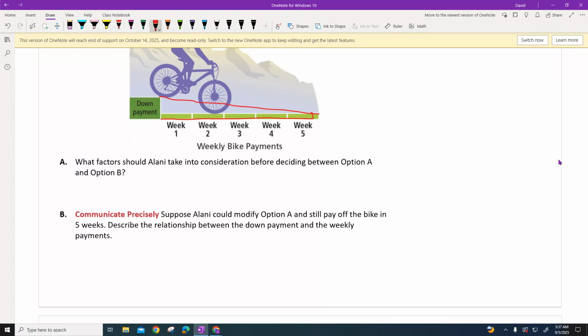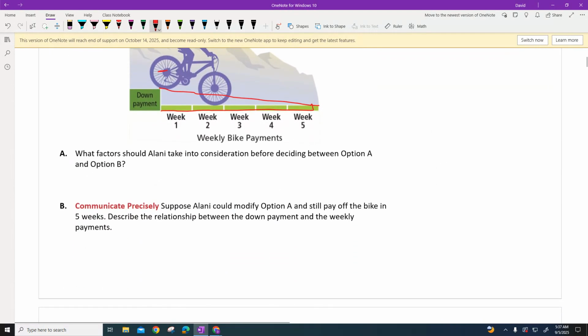Okay. And then down here says, suppose Allie could modify A and still pay off the bike in 5 weeks. Describe the relationship. So if she modified A, meaning she made a bigger down payment, what would happen to her weekly payments? I think you're smart enough to kind of know that. So sometimes I'll do some math over here and I'll just pick some numbers. And we know she's paying 360 bucks for the bike, I believe. So kind of do some math over here. Even though they don't tell you to, just make up some numbers. Hey, what happens if she puts 100 bucks down? And what would that do to her payments?